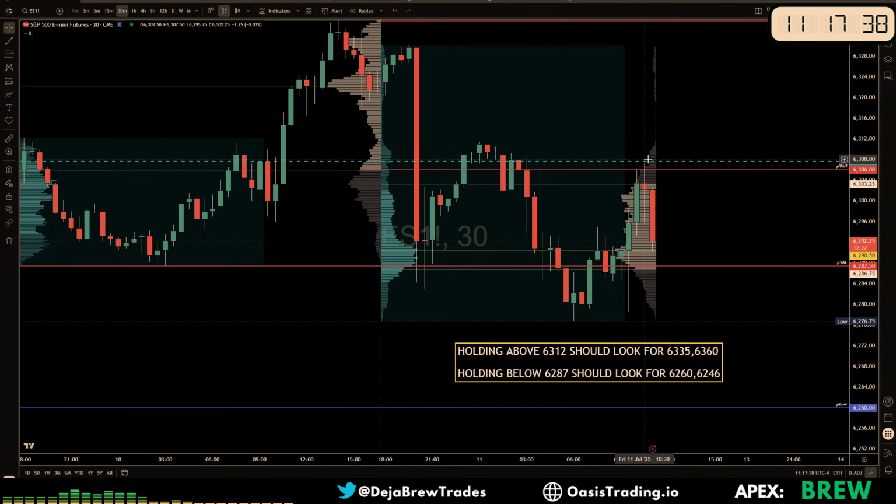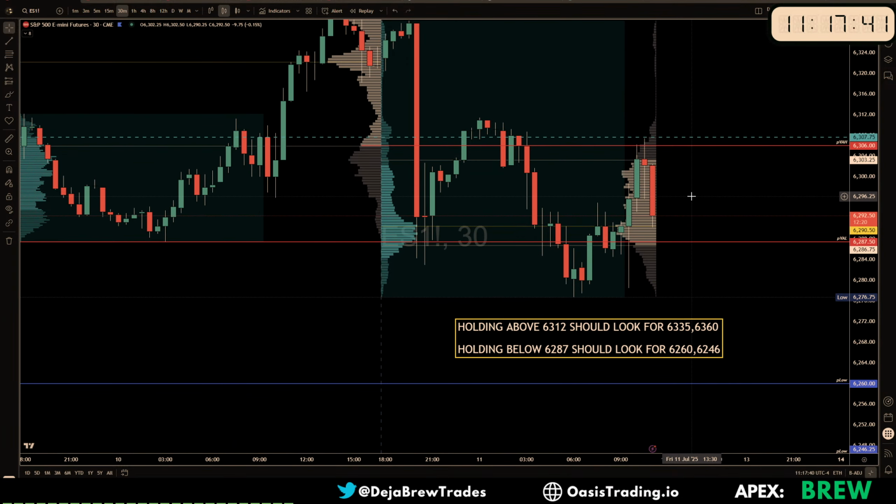That damn weekly open, man. That weekly open doing such a good job. It pulled us back into the weekly open to the tick, and now we're rotating back to that value low around 87.